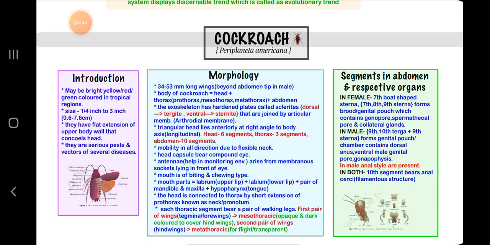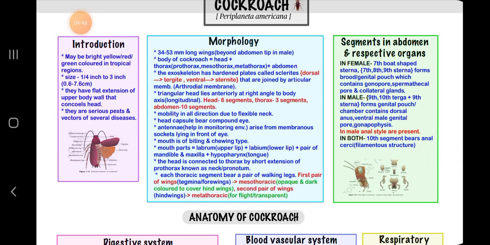Its morphology: 34 to 53 millimeter long, with wings extending beyond the abdomen tip in the male. The body of cockroach is equal to head plus thorax plus abdomen. The exoskeleton has hardened plates called sclerites that are joined by articular membrane. The triangular head lies anteriorly at right angle to the body axis.